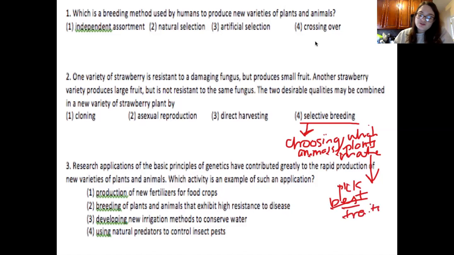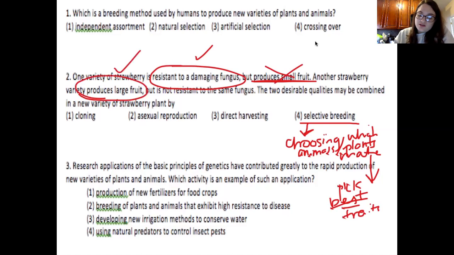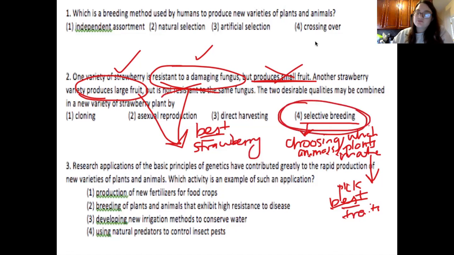Now, in this example, we're told that one variety of strawberry is resistant to a damaging fungus, which is a good thing, but it produces small fruit, which is probably a bad thing. Another strawberry produces large fruit, which is a good thing, but it is not resistant to the same fungus. So here, by combining these 2 plants, we take these 2 good traits and we're trying to make a bigger and better strawberry. We're trying to make the best strawberry. And we do that through selective breeding.